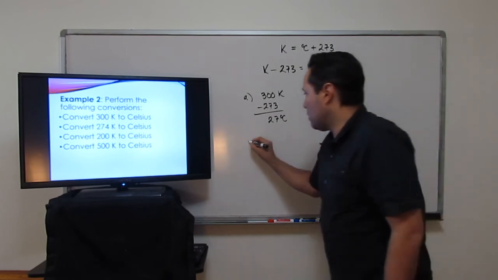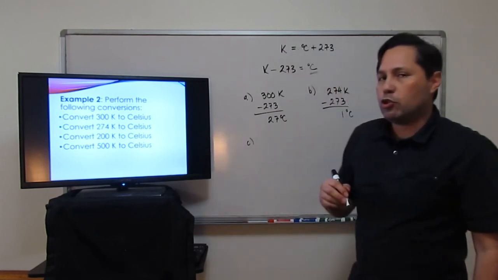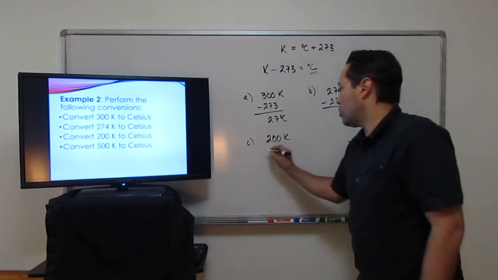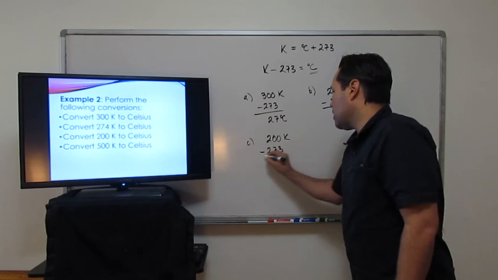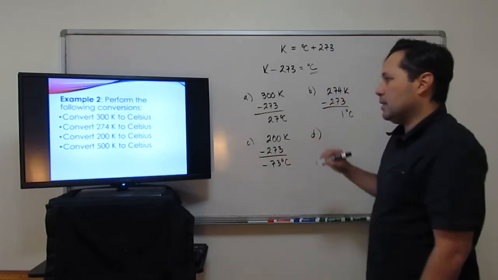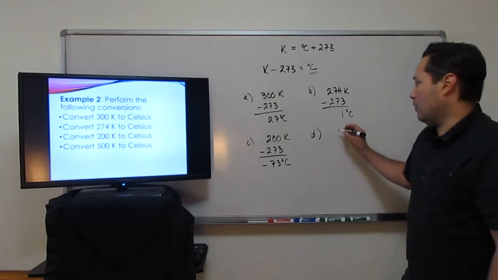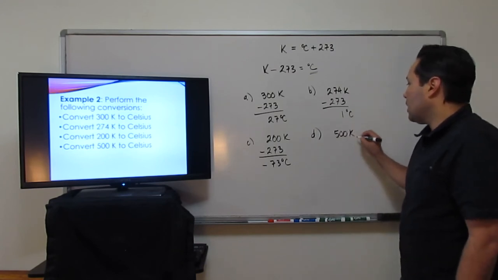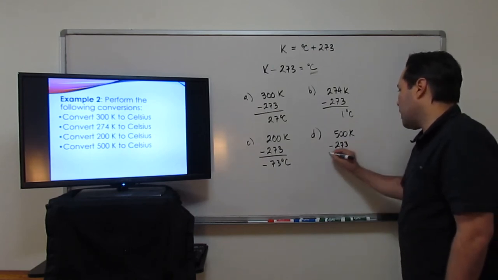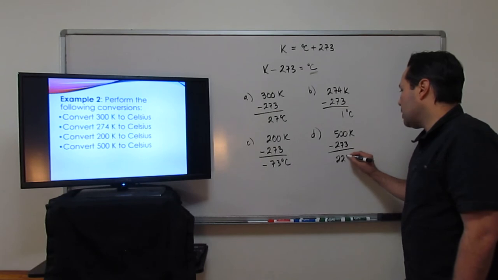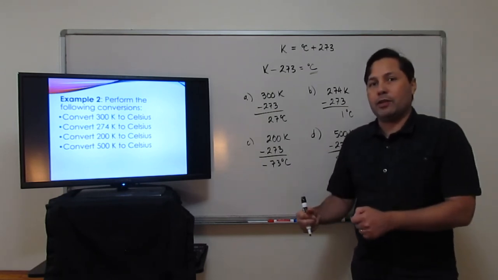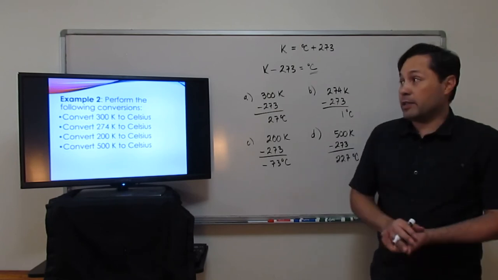For letter C, the third one, we're given 200 Kelvin. Switch it back to Celsius, so subtract 273, so it's going to give us negative 73 Celsius. And finally, letter D, we're given 500 Kelvin. Switch it back to Celsius, so you would subtract 273 from it. That's going to give us 227 degrees Celsius. And that's how you go back from Kelvin to Celsius. That takes care of example number 2.